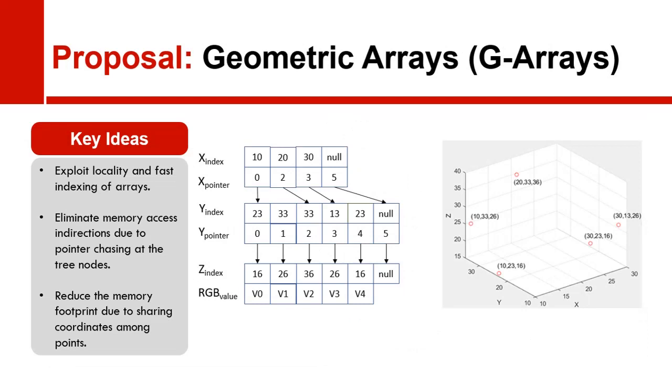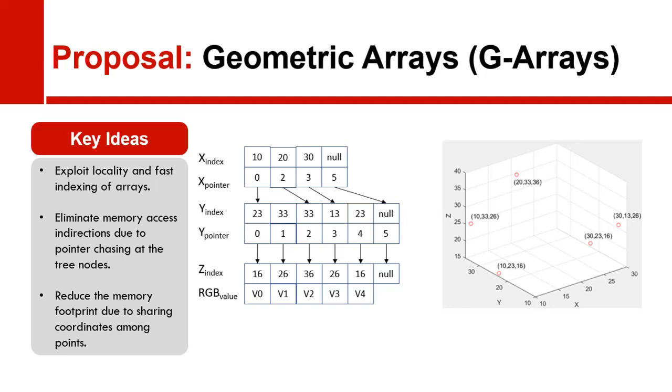Instead, we propose a compressed searchable data structure that relies on an array representation of the geometry of points. This format limits the number of memory indirections to 2, takes advantage of the spatial locality in array structures, requires a smaller footprint due to sharing coordinates across points, and keeps the geometry of points along each coordinate axis. On the right, we see 5 points in a 3D space. An example representation of these points using geometric arrays is shown in the middle of this slide.